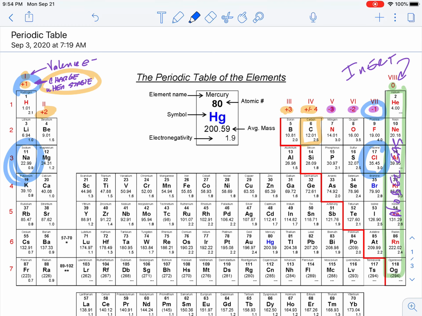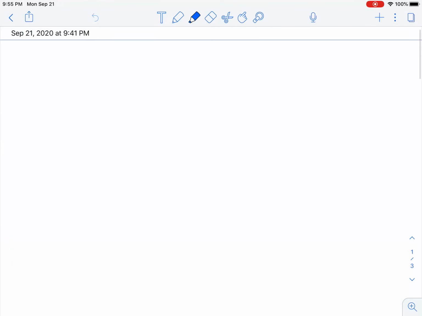I'm sorry, I circled the wrong thing. Oh my gosh, don't tell anybody. Sodium has one valence electron, and chlorine over here has 7 valence electrons. Let's put them together. Let's look at sodium.